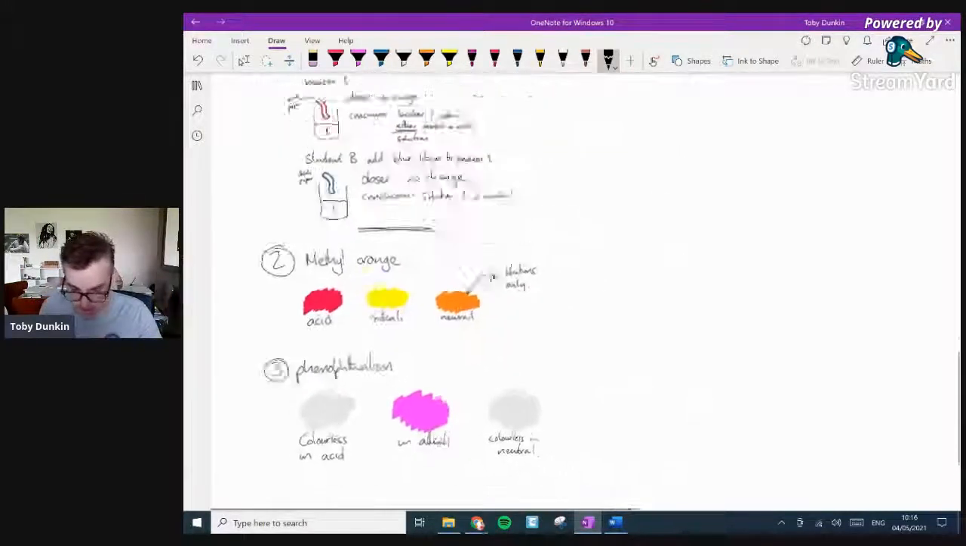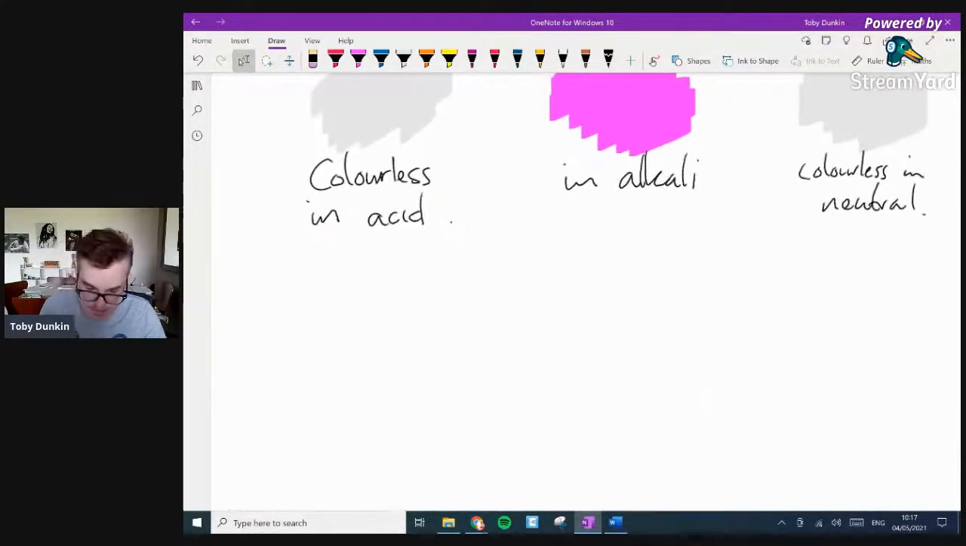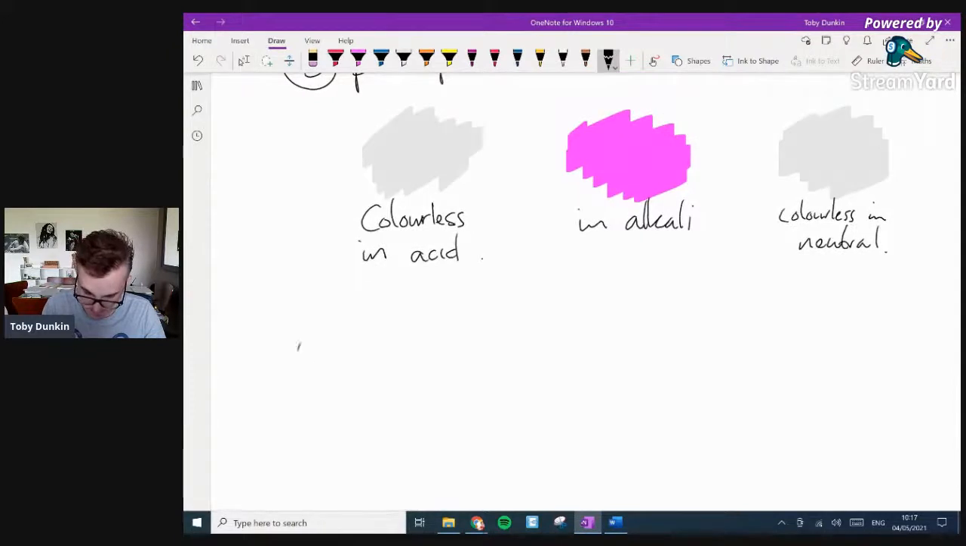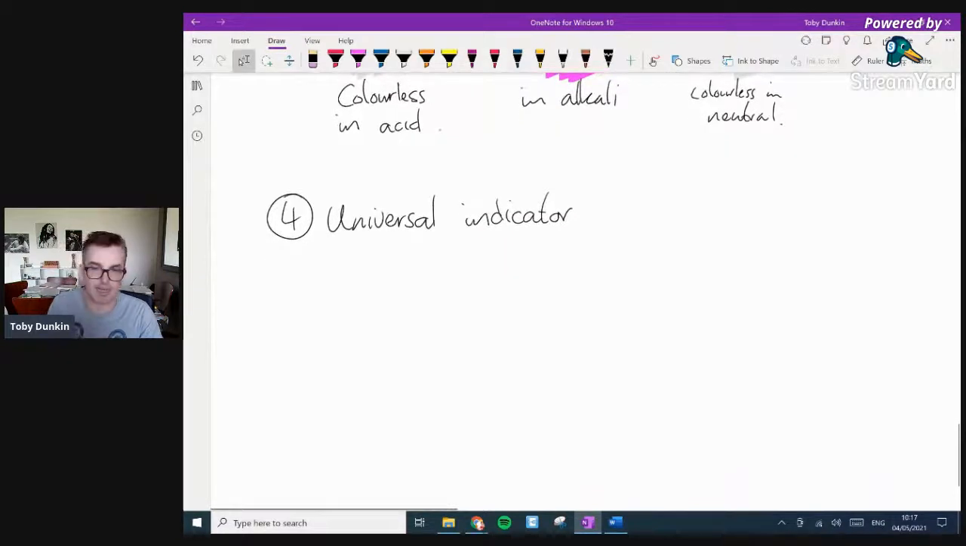Okay, we're nearly there, folks. There's only 4 indicators for GCSE, just 4. And the last one is universal indicator. And this one, of course, has many colors.